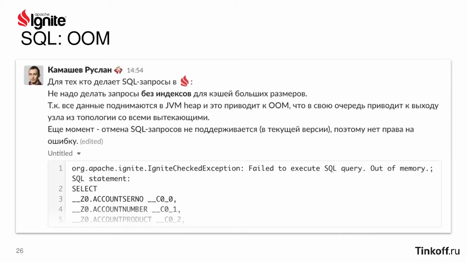Please execute queries on large caches using indexes. It minimizes the amount of data stored on heap. They should take a look at the query plan before execution and make sure the query will use an index. There's no room for error because the current version of Ignite can't cancel SQL queries.